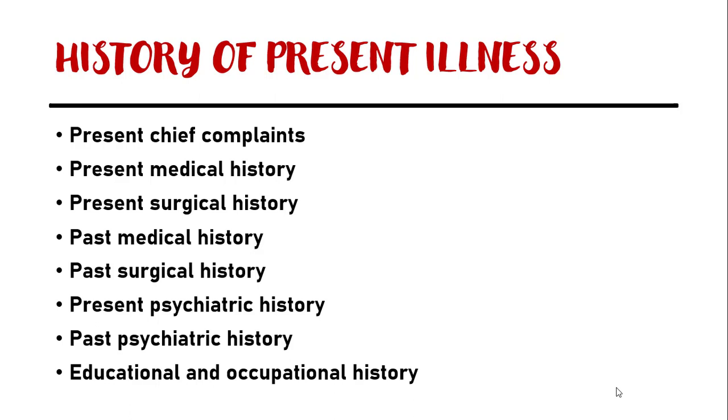Then educational history and occupational history. In educational and occupational history, you have to write the educational status and occupational status. So all this history you have to mention properly. Chief complaints, present medical history, present surgical history, past medical history, past surgical history, present psychiatric history, past psychiatric history, educational history, occupational history. This kind of history is very important in the case of mental health conditions, because these histories give a chance to understand the actual problem of the patient.